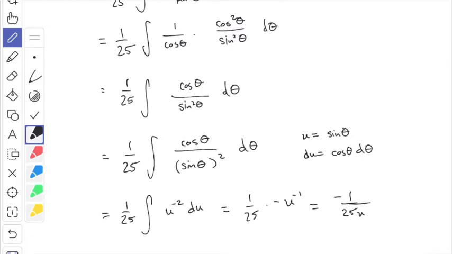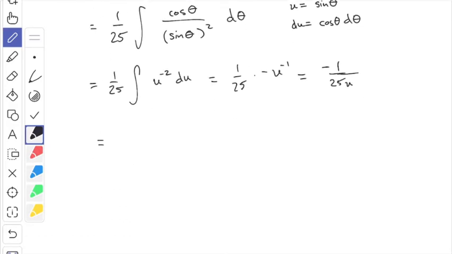Okay, now we're basically done at this point, although you have to go back and express everything in terms of the original variable, which is x, right? Now, first of all, I can plug theta back in for u. So this is minus 1 over 25 sine theta, right? Because u equals sine theta. But now I want to go even further back and say what it is in terms of x. So in terms of x, you have to remember the original substitution was x equals 5 tan theta. Forgot the 5 again.